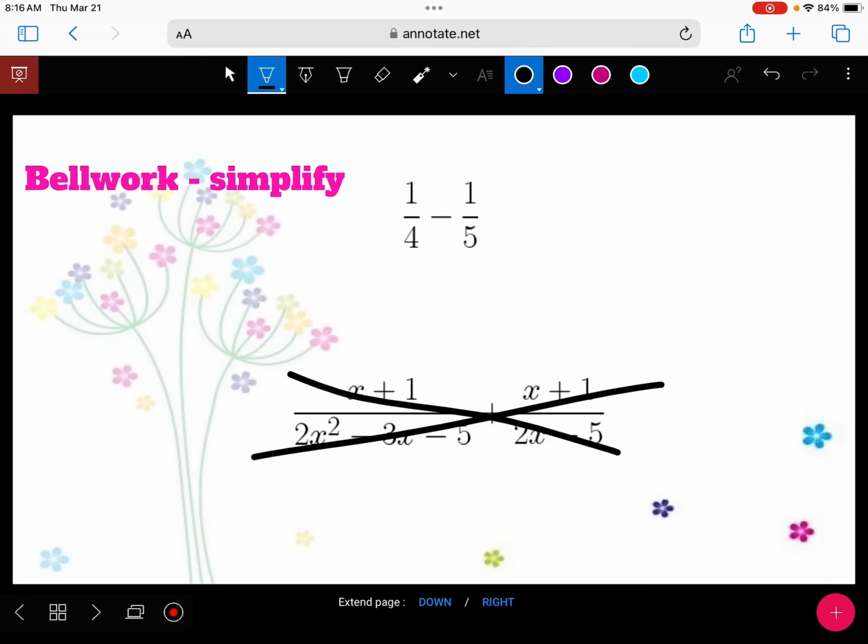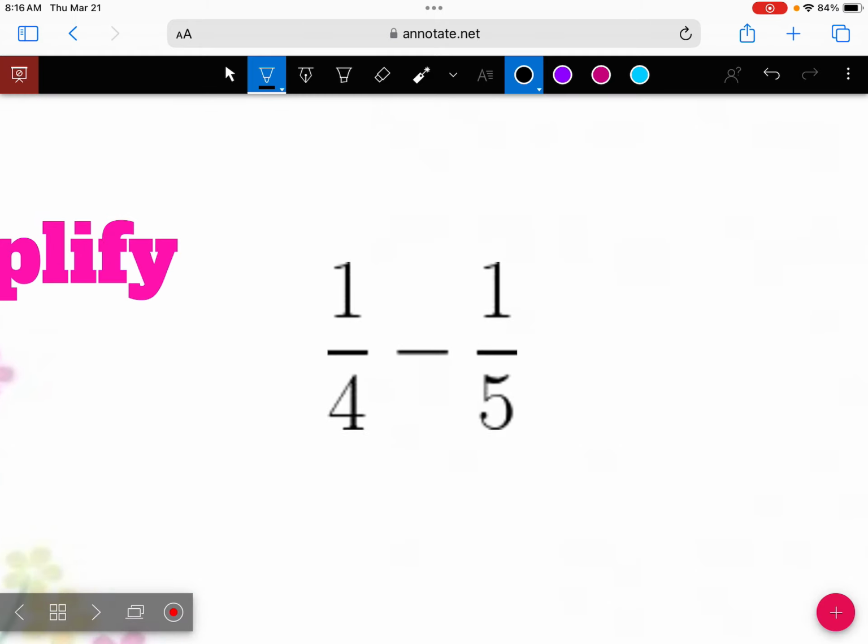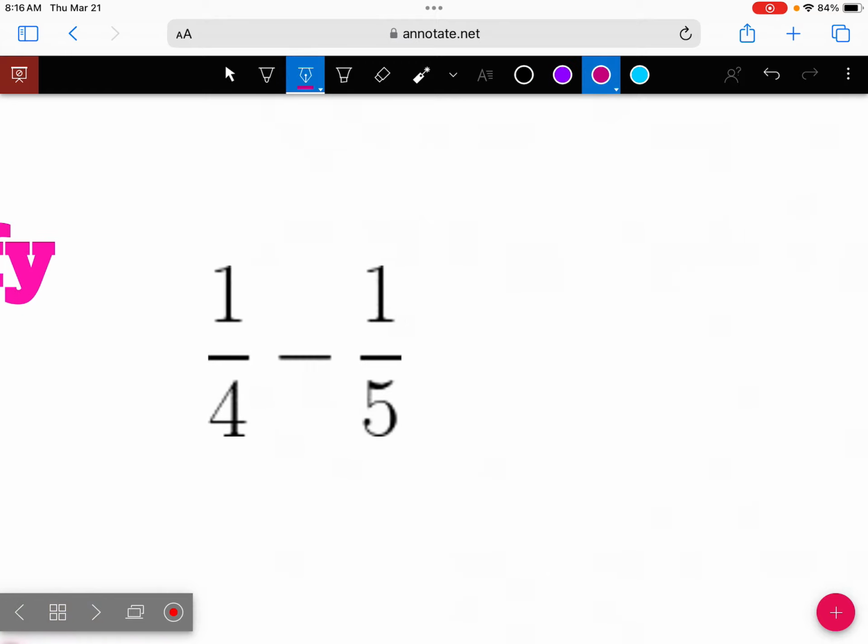Okay, so we're just going to work with this first one up here to start thinking about some subtraction. So this is when we're going to look for our least common multiple of our denominators. So what is the least common multiple of 4 and 5? 20.